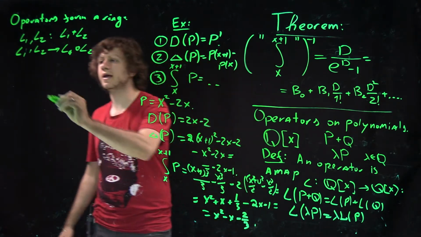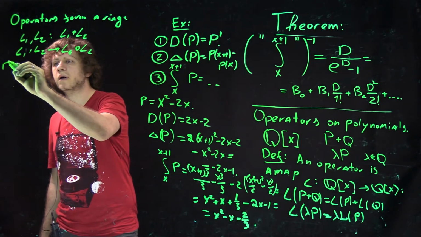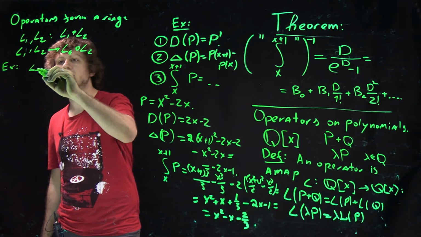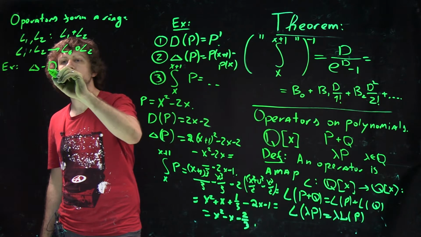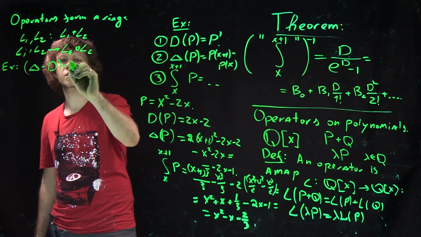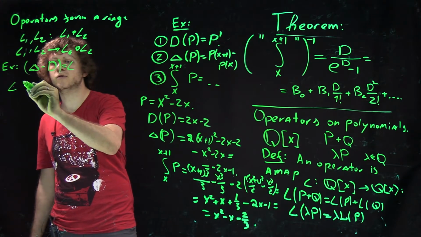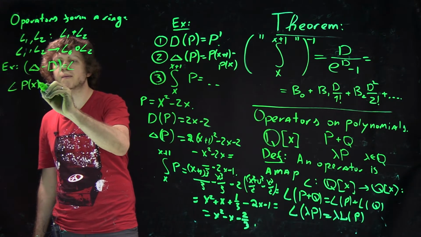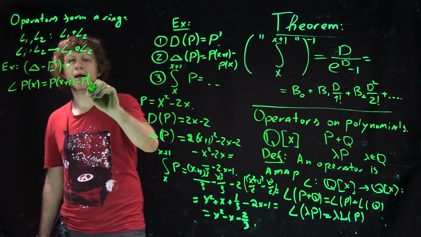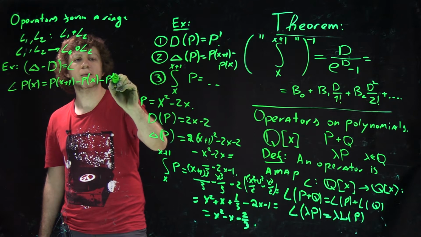For instance, I can take an example. I can take, for instance, an operator which will be delta minus d. That's a typical operator, let me call it L. And then I can apply L to P of X, and this will be something like P of X plus 1 minus P of X minus P prime of X.